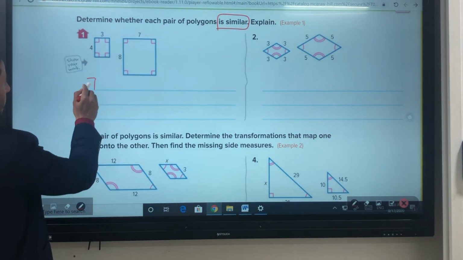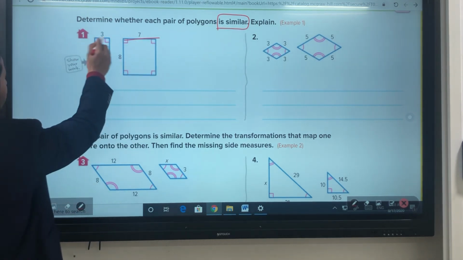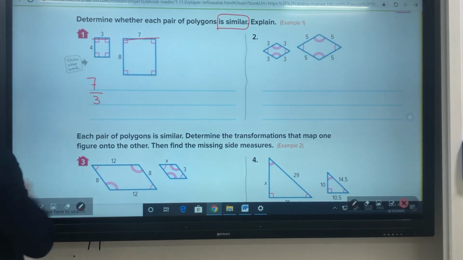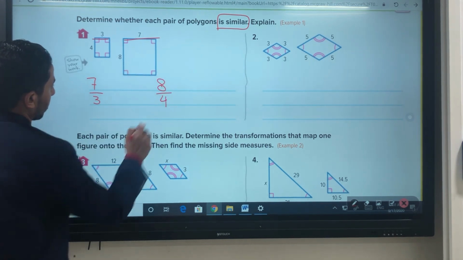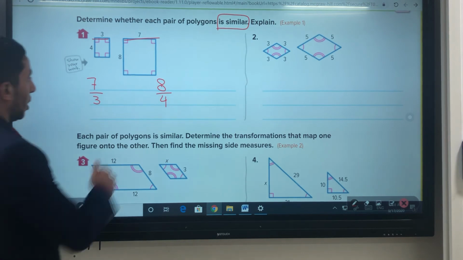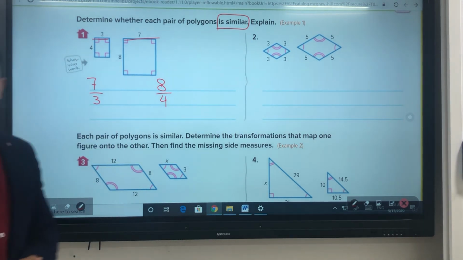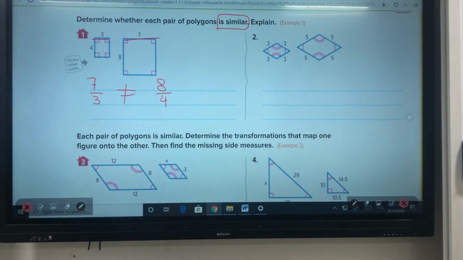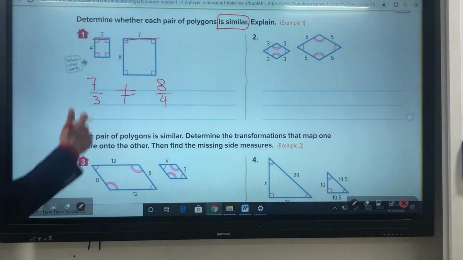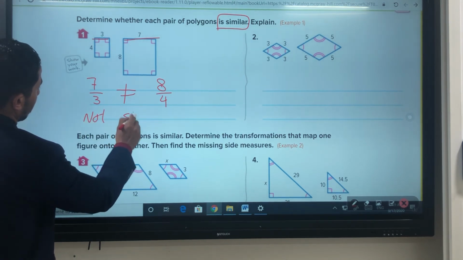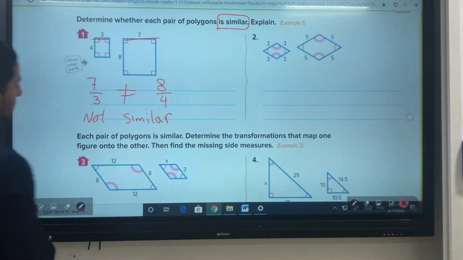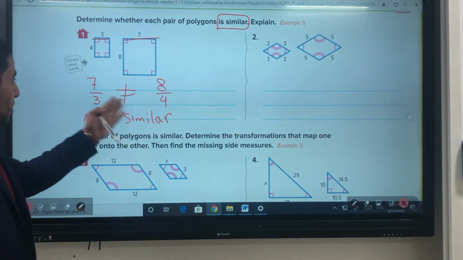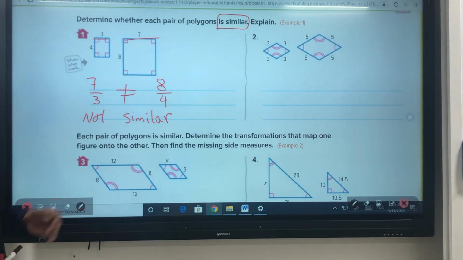So 7/3 and 8/4. Are these two fractions equal or no? No, not equal. Are these two rectangles similar? No. So not similar. Because the two fractions, or the ratio between sides, are not proportional. They should be proportional.